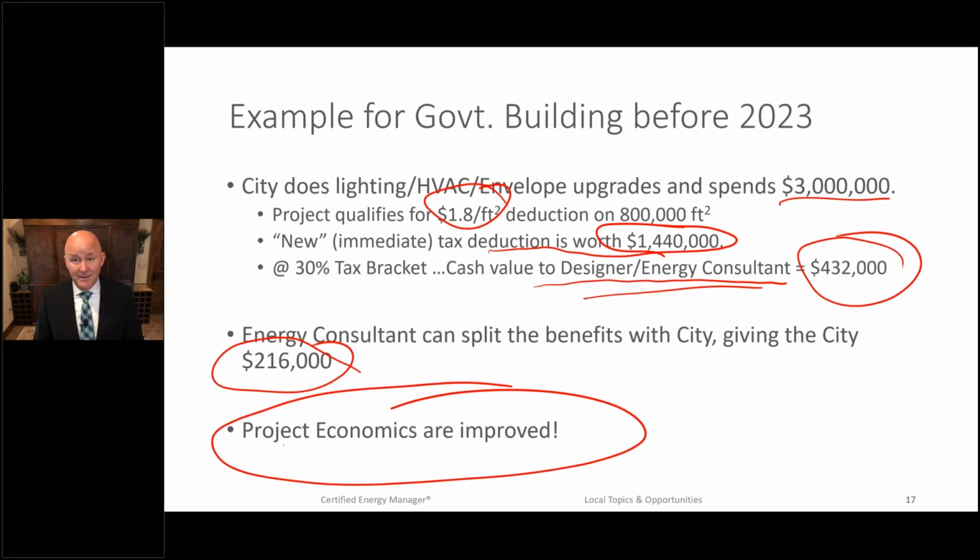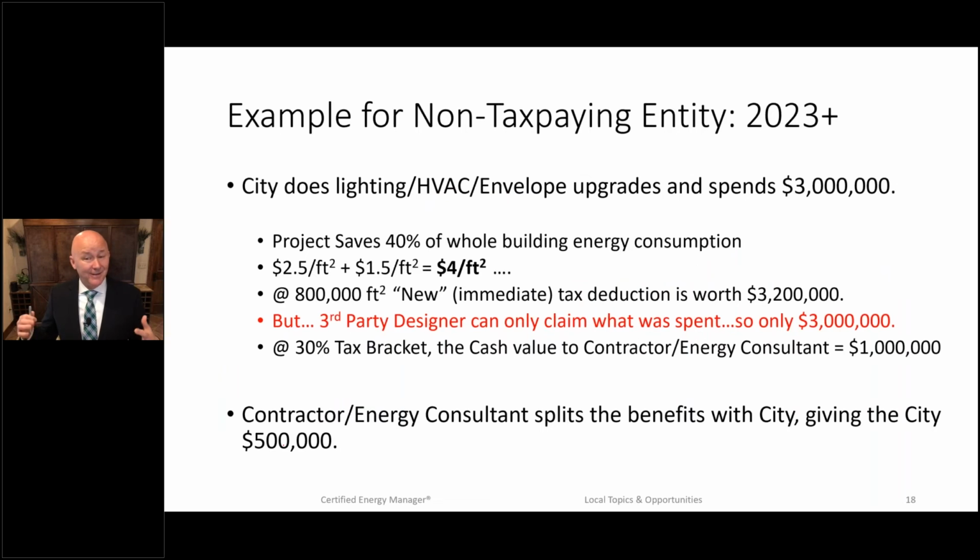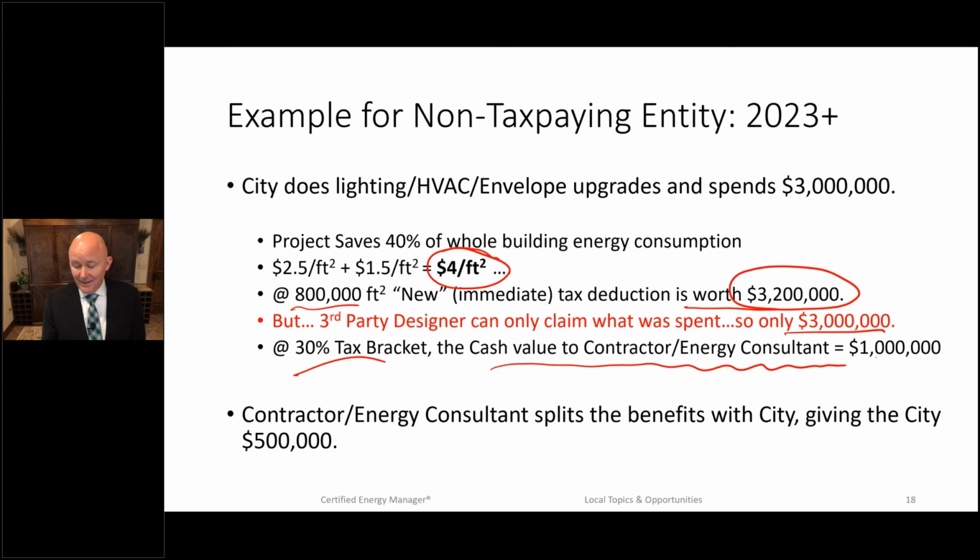So like I said, I think this is an incredible opportunity, especially when you consider 2023 plus, and that went from a $1.8 per square foot benefit, maybe again, we'll just say up to 4. You could maybe be 5 if you're really, really good, but let's just say you did $4 a square foot. On the 800,000 square foot sample case study here, your tax deductions were 3.2 million. So, you can only claim 3 million because you spent 3 million, but who cares? You basically accelerated all of the depreciation benefits to right now, and $3 million at the 30% tax credit means the cash value to the taxable entity is $1 million.